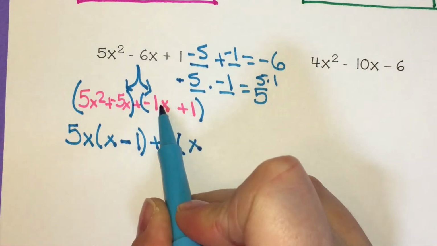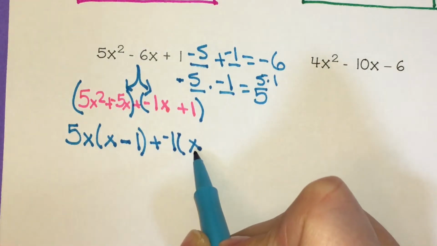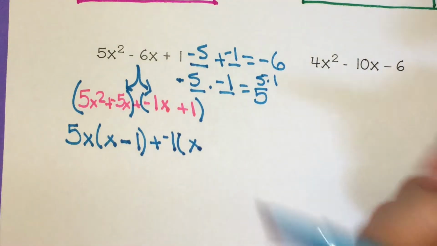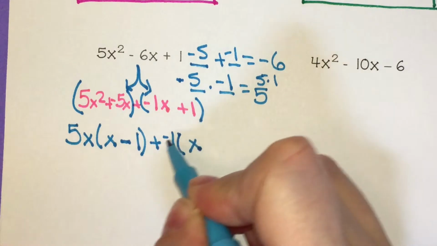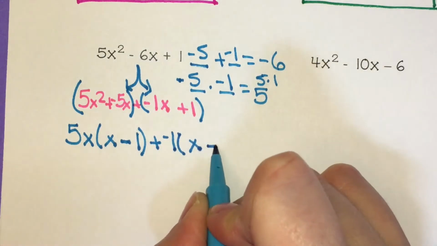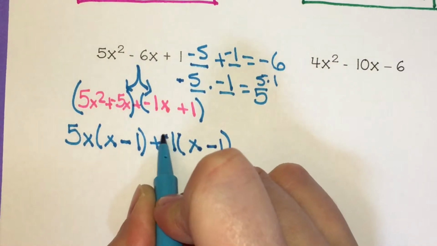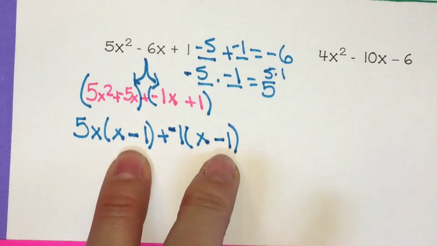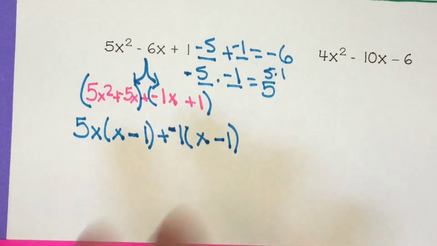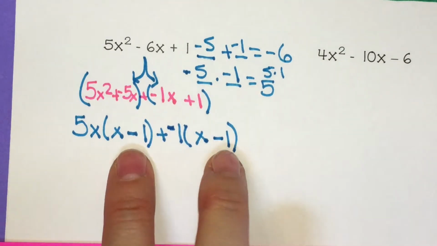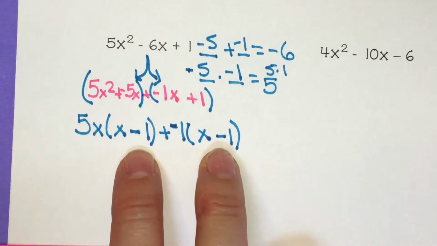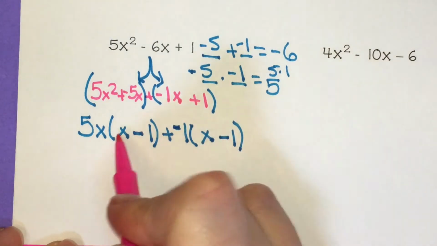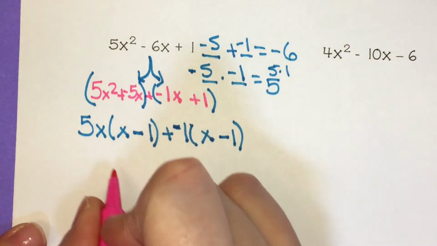So negative 1x divided by negative 1 is positive 1x, which I can just write as x. Positive 1 divided by negative 1 is negative 1. So see how factoring out that negative 1 made it so what's left in the parentheses is the same. So you do have to pay attention to those positives and negatives because you want these two parentheses to be identical. Okay, so now x minus 1 is my greatest common factor.